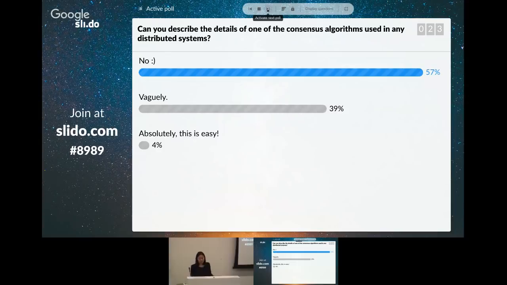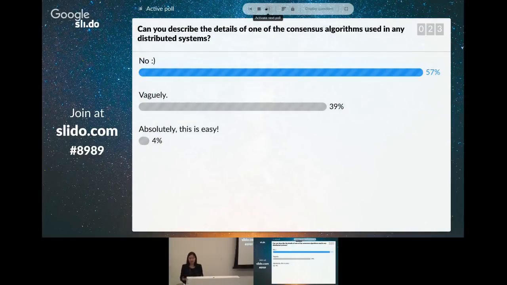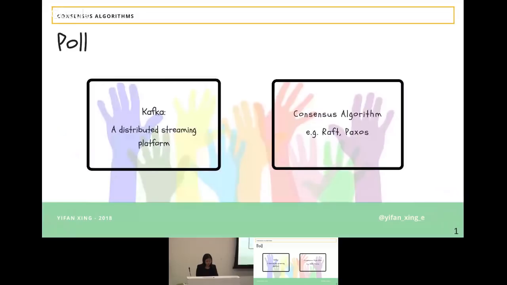Okay, cool. So as you can see in the results, almost everyone, 96%, said we've used distributed system related software and libraries, but only a few say that they actually understand how consensus algorithms work. So the purpose of this talk is to close this gap. I'm going to help people understand how consensus algorithms work in distributed systems. So let's switch back to the presentation. There we go.